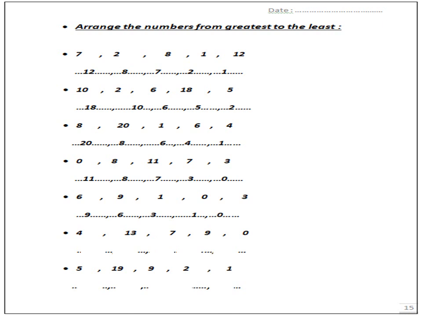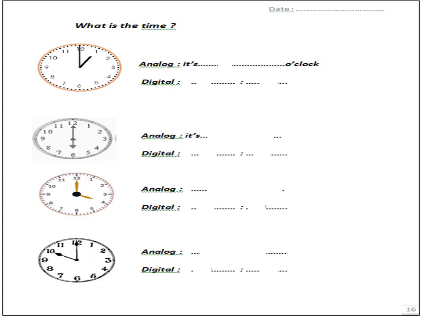0. 4, 13, 7, 9 and 0. So the biggest number here, 13, after 13 9, and after 9 7, and after 7 4, and the last number 0. The last question here, 5, 19, 9, 2 and 1. So the biggest number, 19, after 19 9, after 9 5, and after 5 2, and after 2 it will be 1.